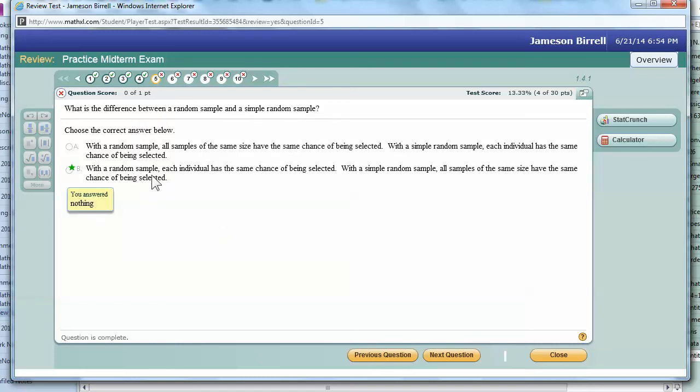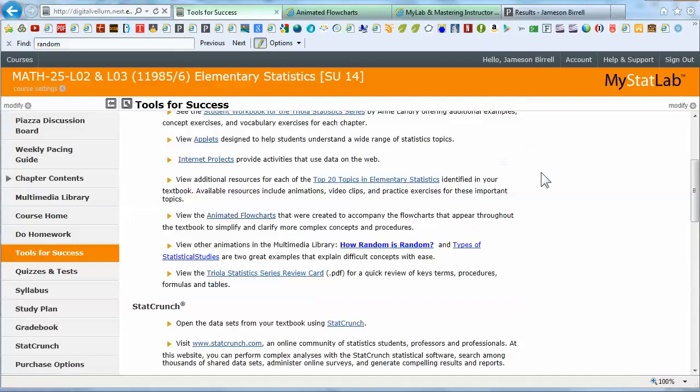And here's the definition. With a random sample, each individual has the same chance of being selected. With a simple random sample, not only does each individual have a chance of being selected, but groups, samples of size n, whatever you want it to be, have the same chance of being selected. To really understand that, you should watch this How Random is Random in the Tools for Success.